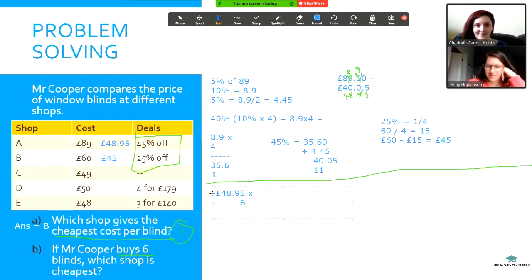Have you got it? Pause if you haven't. So the answer to that then would be £293.70. So what I'm going to do is write this down on my table next to the correct place so I've not lost track of where I need to be. Okay. Next one, I need to do 45 times 6.